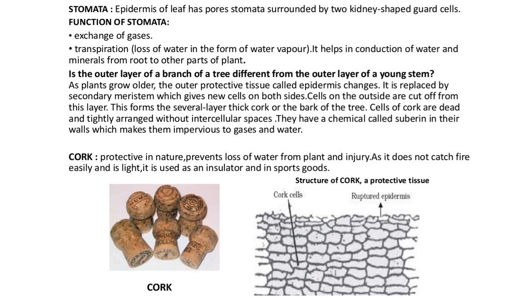They are tightly arranged without intercellular spaces. They have a chemical called suberin in their walls which makes them impervious to gases and water. Impervious means that gases and water are not allowed inside. Now cork, as I have told you, is protective in nature, and it prevents loss of water from the plant and also protects the plant against injury.